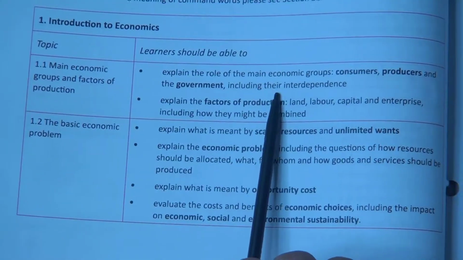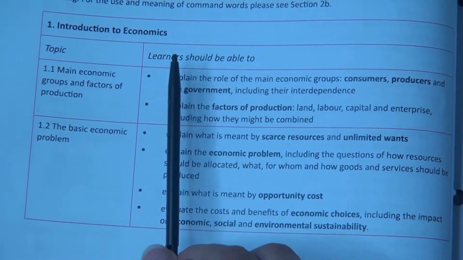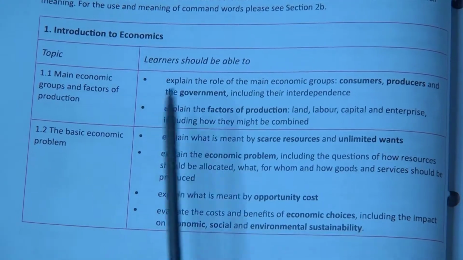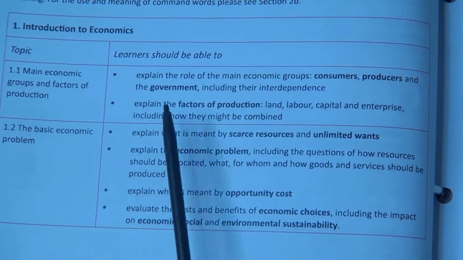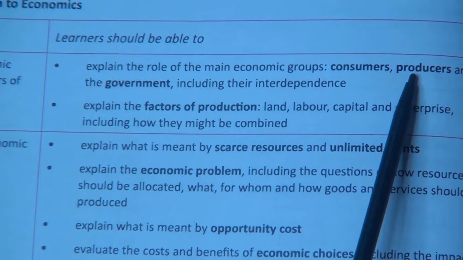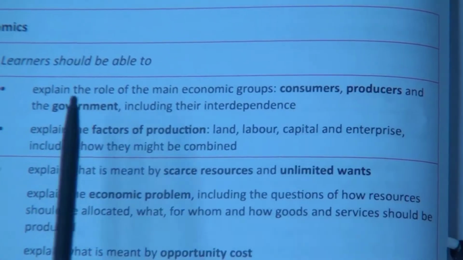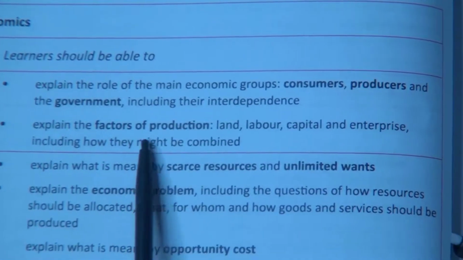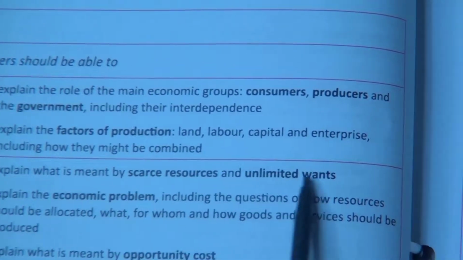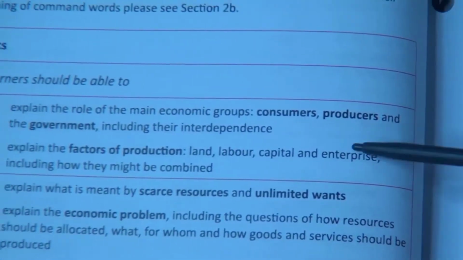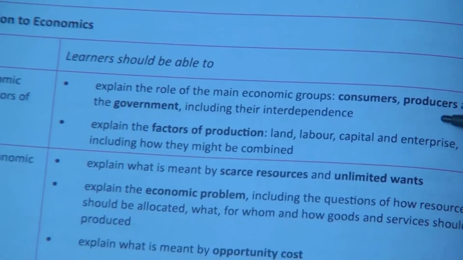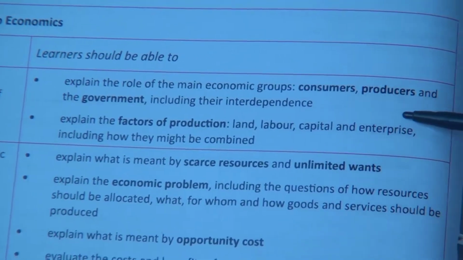Now, if we slide across here, it tells us what learners should be able to do. And what's brilliant about this is they've highlighted for us in bold the key words: consumers, producers, government, factors of production. It's absolutely key that they understand this terminology. So what am I going to do with this information?